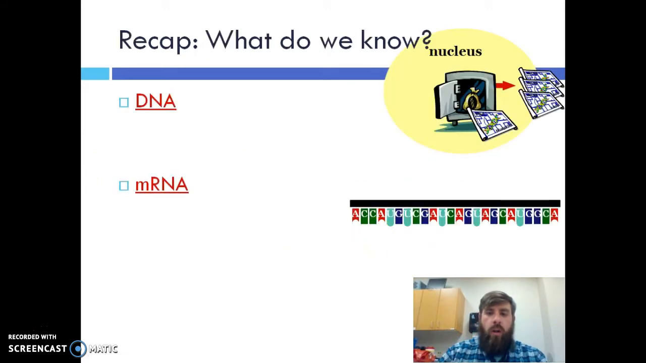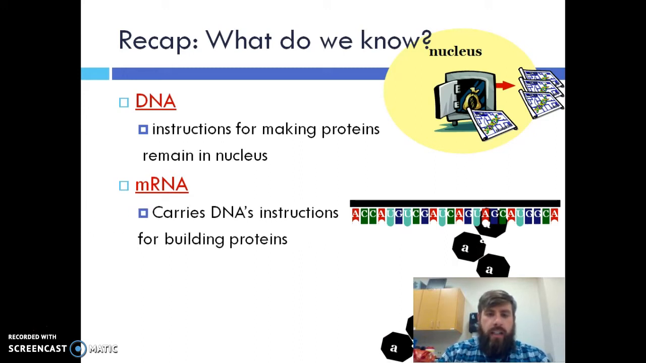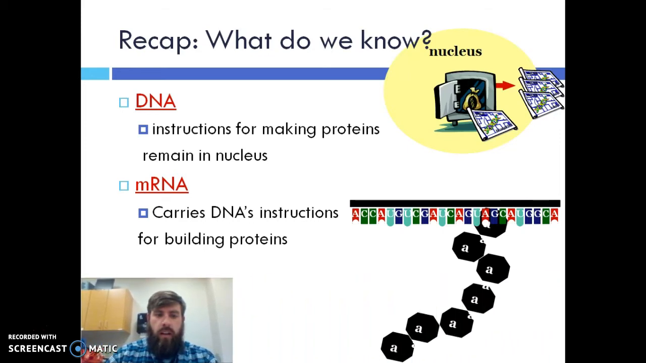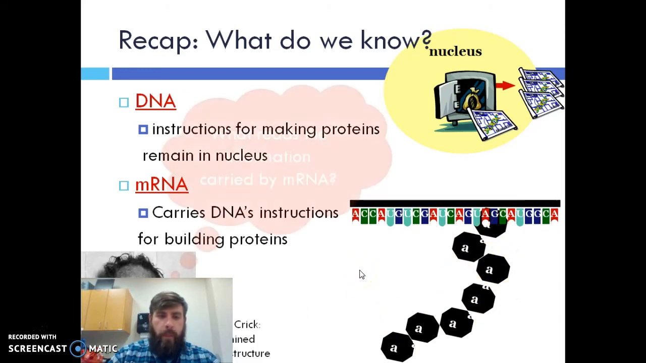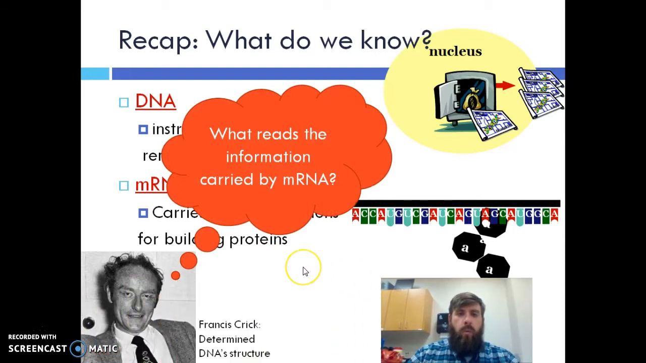So what do we already know? Well, we know the DNA has instructions for making proteins. Those have to remain in the nucleus. They're locked away for protection. The mRNA carries the instructions for building our protein out into the rest of the cell outside of the nucleus so that we can build these proteins, and we are going to use amino acids to build that protein. Mr. Crick here is having a bad hair day. But what reads the information? So we know that we have our message, but something still needs to read that message.